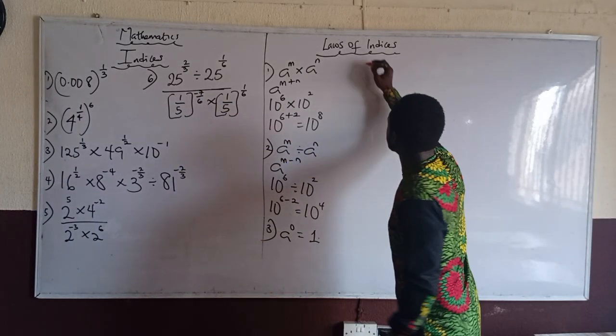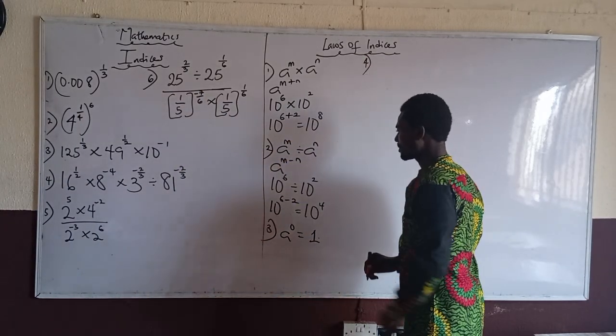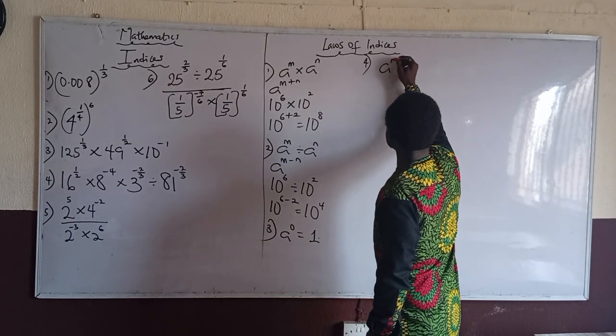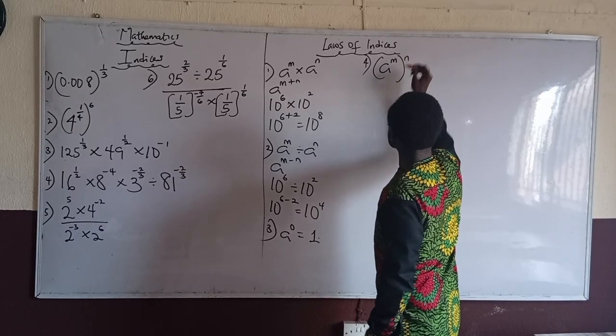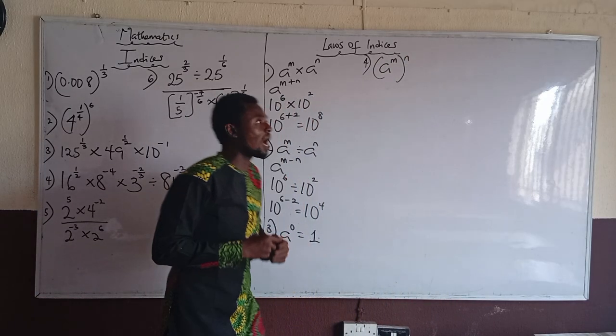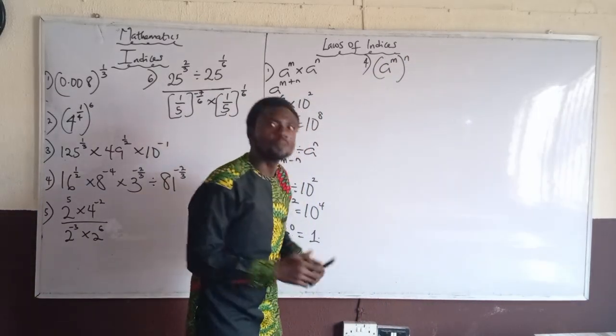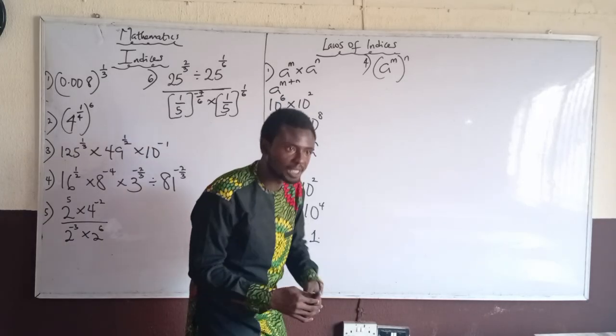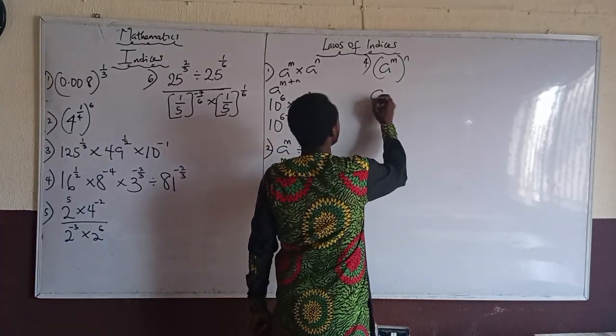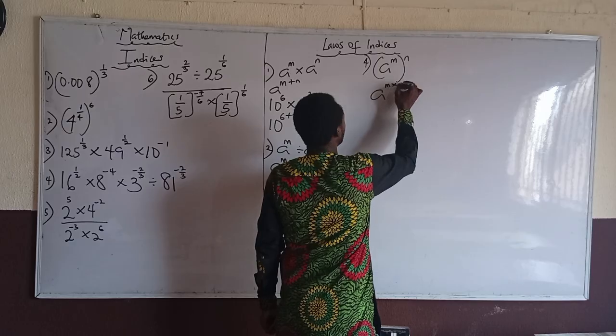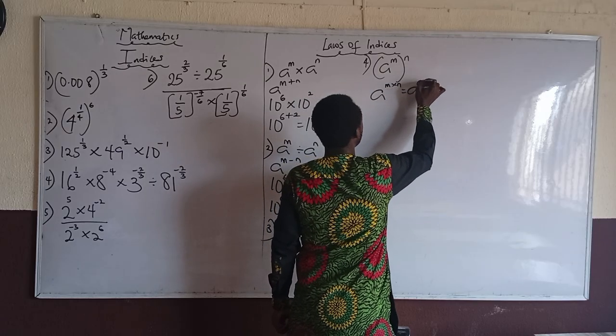The fourth law of indices: I have A raised to power m, raised to power n, which means that when you have a double power, the powers are to multiply themselves. Here it becomes A raised to power m times n, that is A raised to power mn.